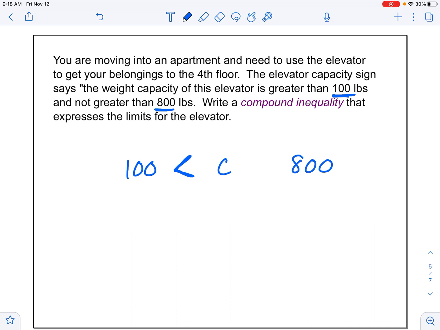But then it says not greater than 800. That means my C has to be less than. But if it's not greater than 800, can it be 800? Yes, it can. It can't be greater than 800, but it can be 800.